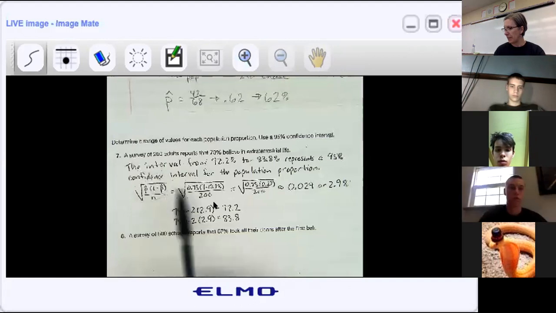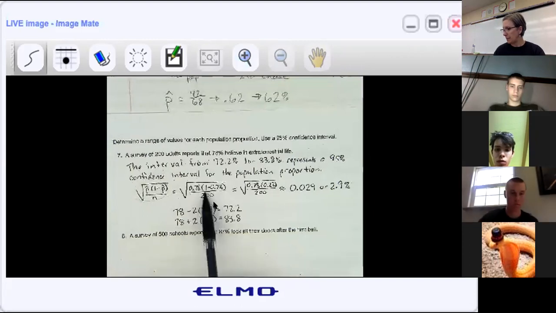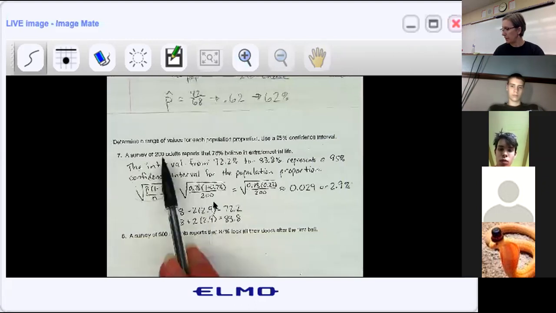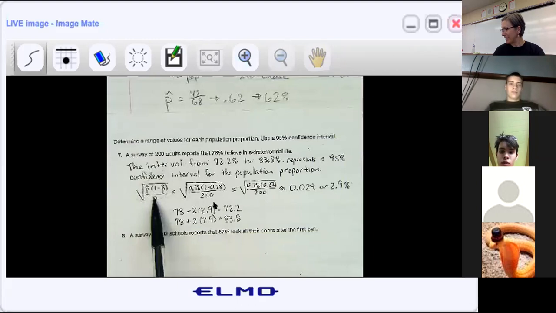So instead of the 0.78 that they have there, that'll be a 0.62 that Jordan will put in there. And then times the 1 minus his 0.62, and then divided by the n, which is the sample size. So in this particular example that we did, it was a survey of 200 adults. And so Jordan's sample size was 68, because that's how many people responded to his poll. And so he would have a 68 down here.